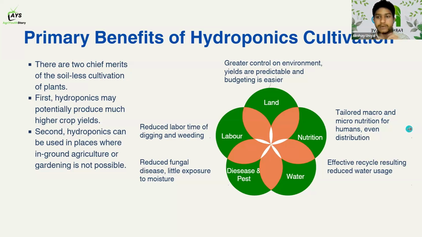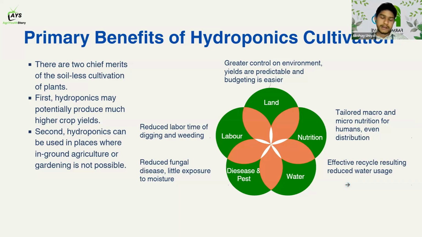These nutrients are made in such a way that there is no residue on the final product. We are giving only that much nutrition that is required by the plant. So the residue is very less, almost negligible. Then we have water.